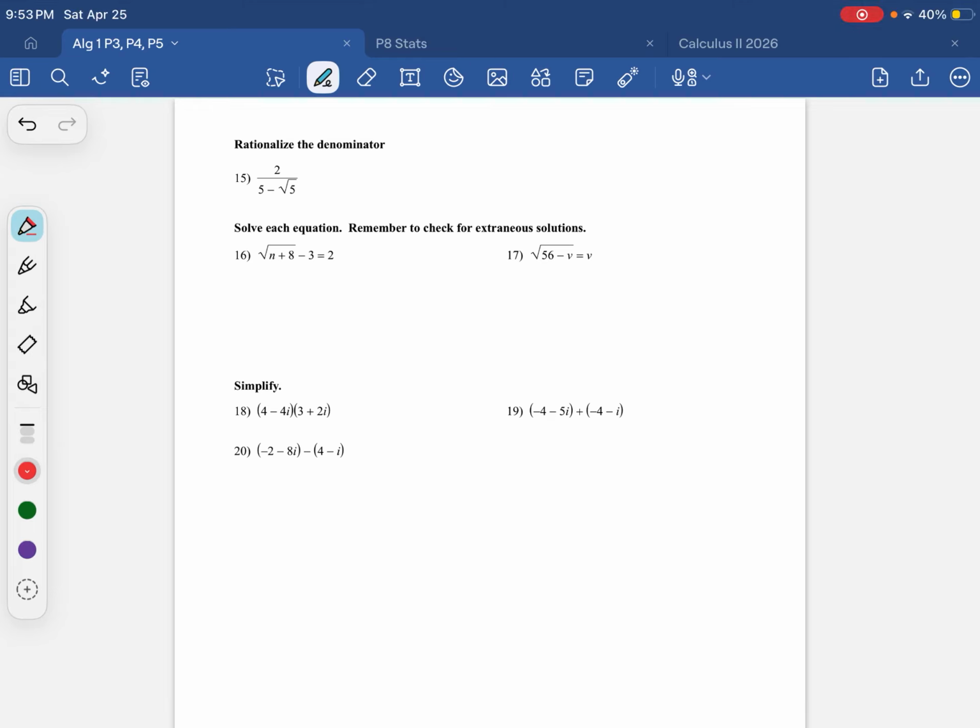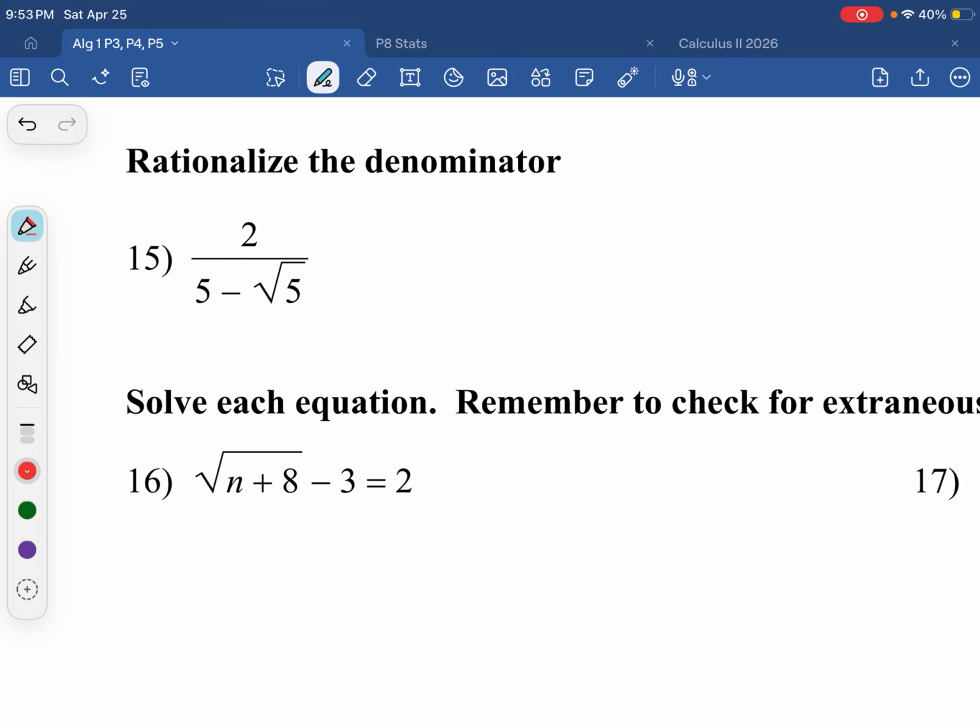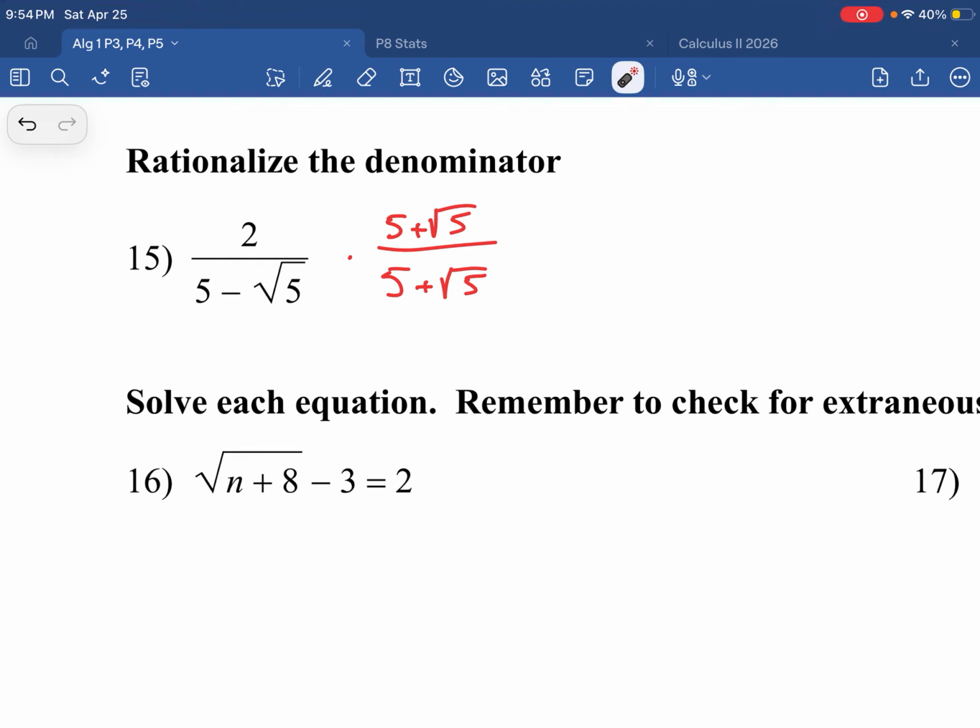Okay, this is part 2 of the chapter 7 review. For number 15, they want us to rationalize the denominator. So we're going to multiply the numerator and the denominator by the conjugate. So it's going to be 5 plus the square root of 5. The pattern they want us to see here is that we multiply by the conjugate. It's going to be that first term squared minus the second term squared.